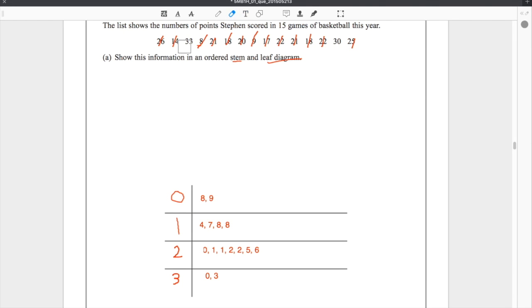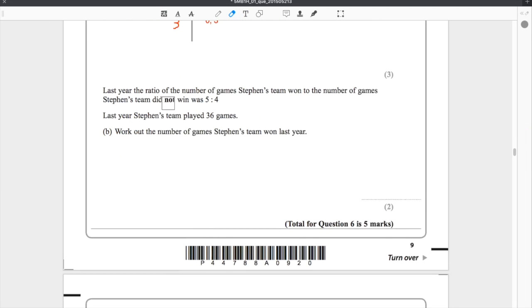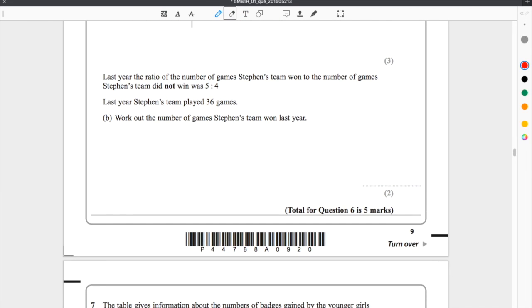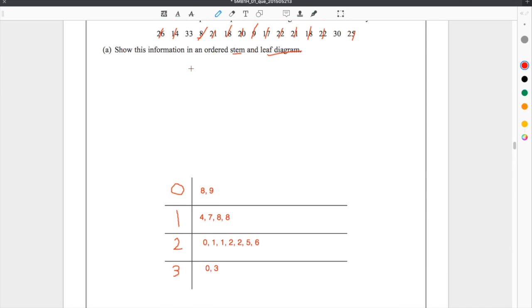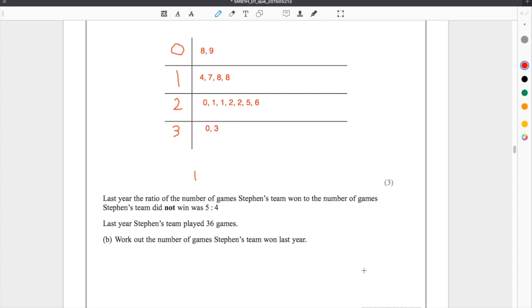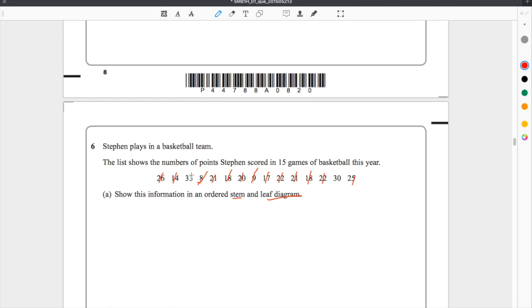So there we go. That's how you would draw out a stem and leaf diagram. Okay? And that's 3 marks there, so that's not too bad.